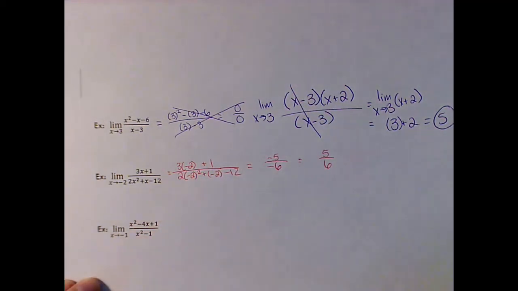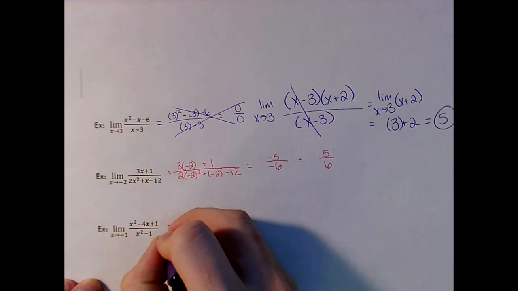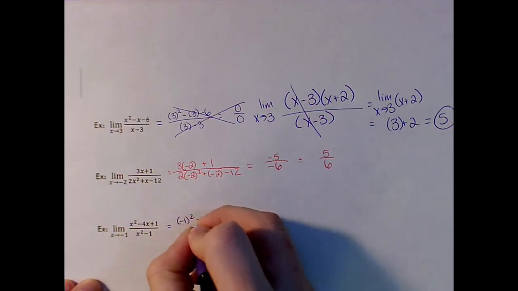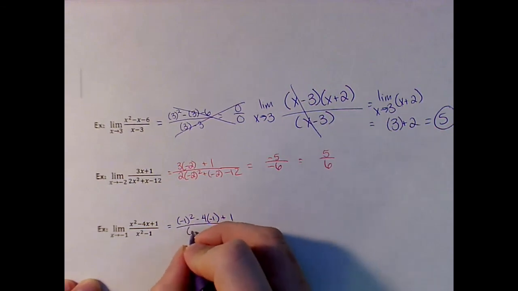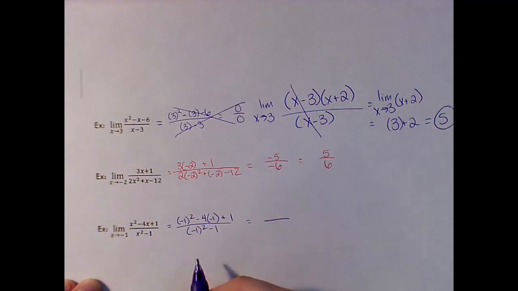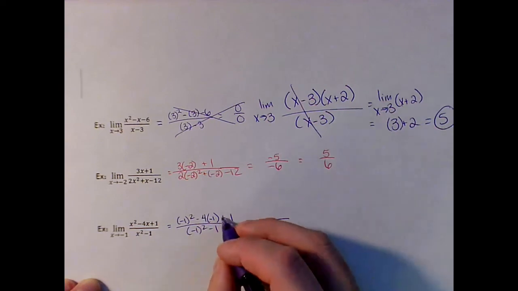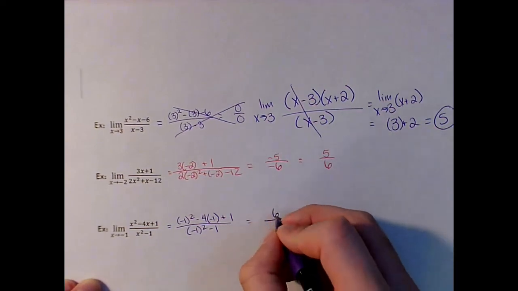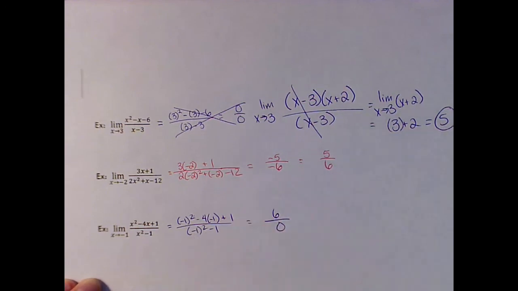Let's do one last one. When x is negative 1, I would have negative 1 squared minus 4 times negative 1 plus 1 over negative 1 squared minus 1. On the top, negative 1 squared is 1, plus 4 is 5, plus 1 is 6. And negative 1 in parentheses squared is 1. 1 minus 1 is 0.